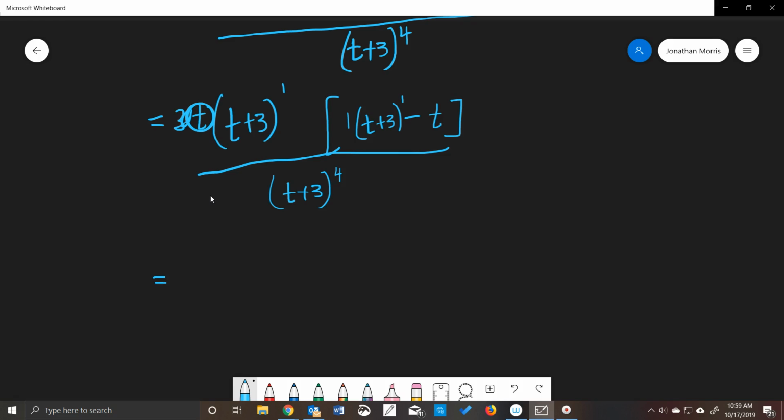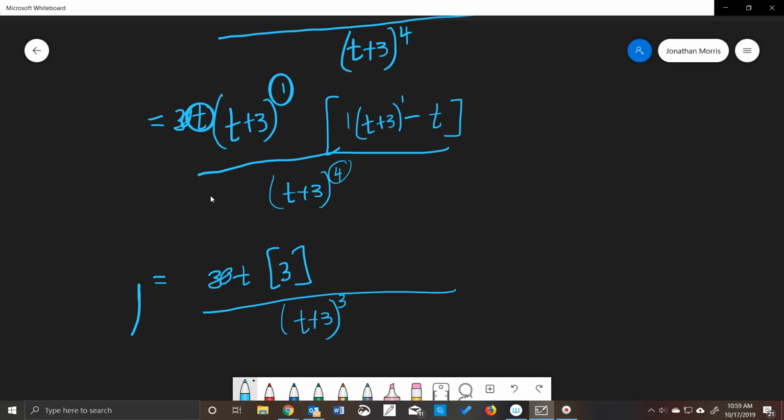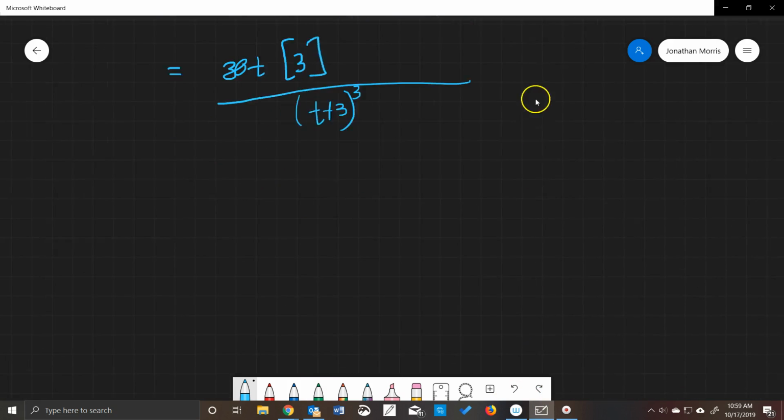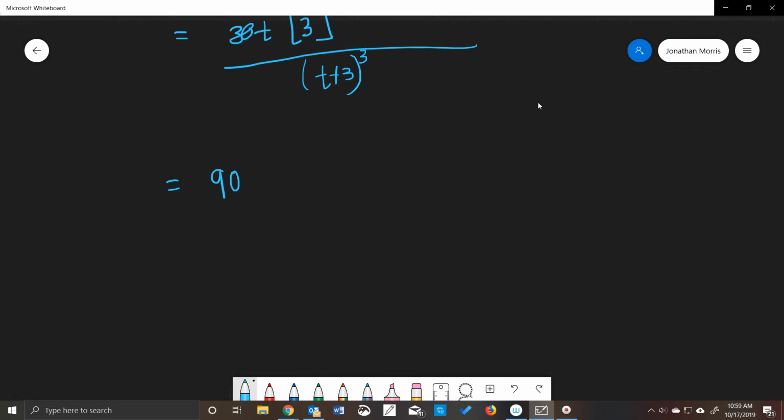Okay, follow this. This first power right here and this fourth power cancel to give me (t plus 3) cubed, and I no longer have the 1 in the top. And so now I have 30t, and I'm going to distribute up here. Well, actually, there's no need to distribute. You have t plus 3 minus t, which is just 3, okay? And so that ends up giving you just 90t over (t plus 3) cubed.